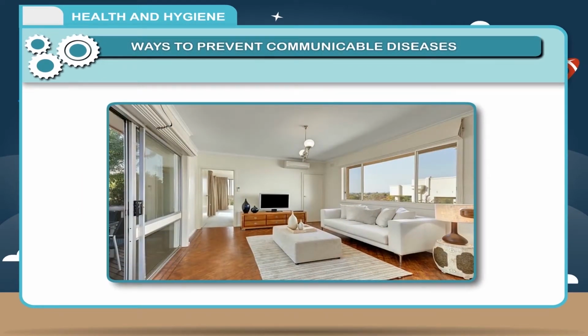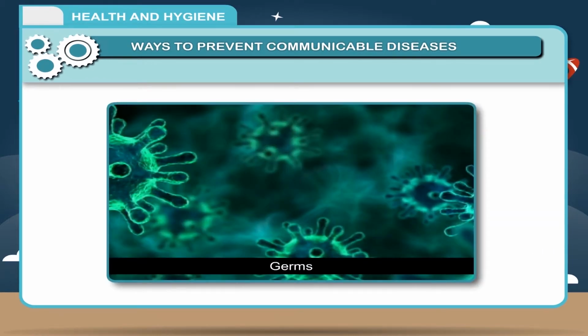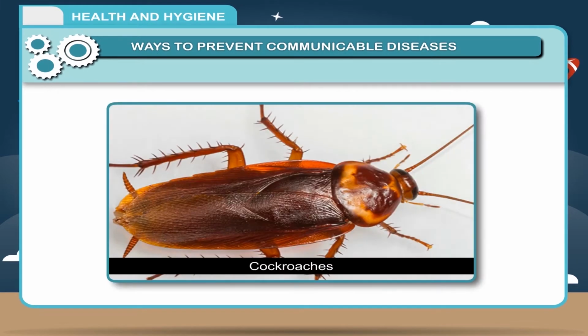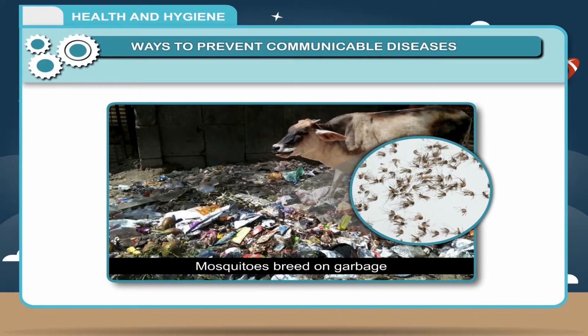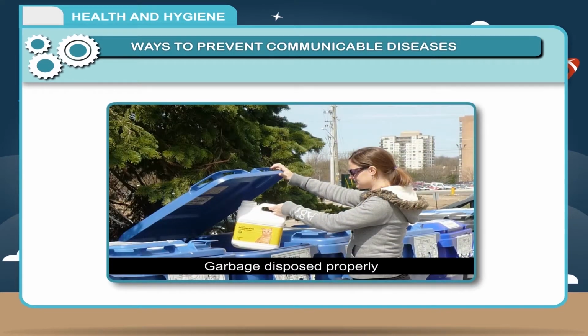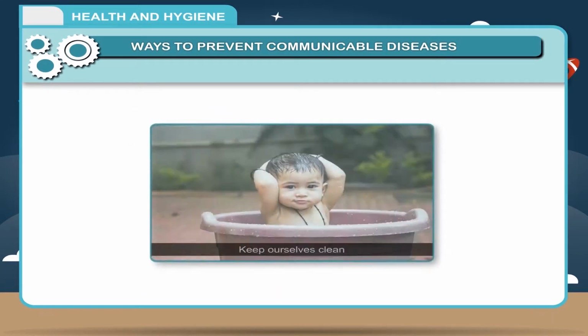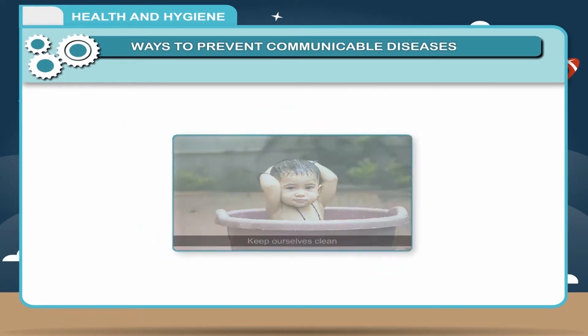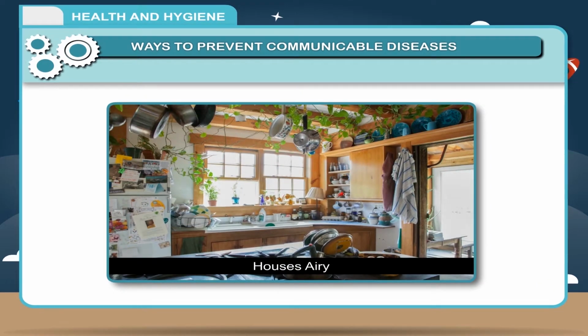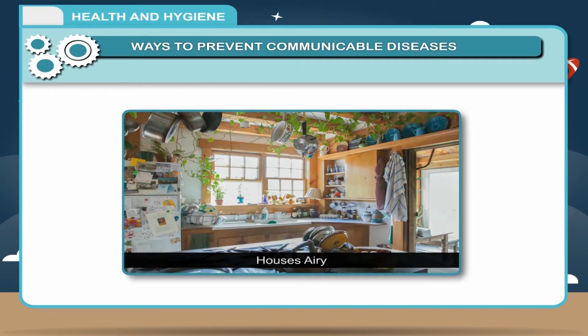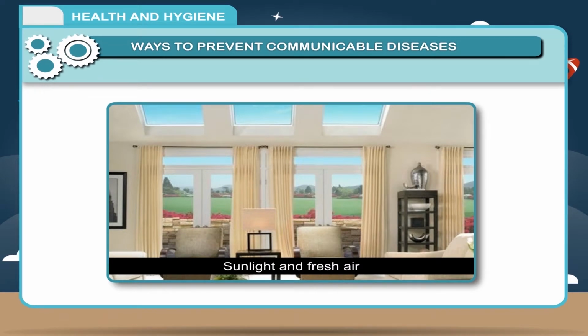1. The best way of preventing the spread of infectious diseases or communicable diseases is by keeping the surroundings clean. 2. Germs, flies, cockroaches, mosquitoes breed on garbage. So, garbage should be disposed of properly. 3. Keep ourselves clean. 4. Houses should be airy, clothes and bedding should be left in the sun from time to time. Sunlight and fresh air should enter the room as they kill germs.